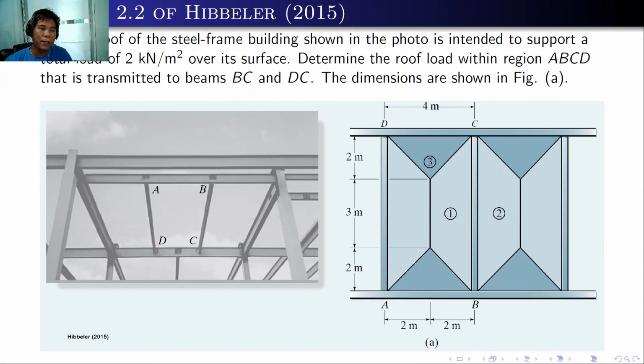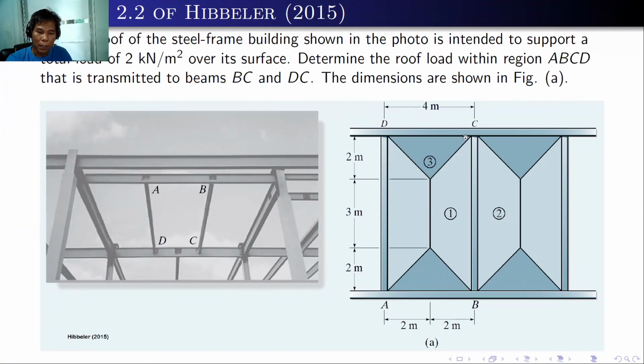Another example is the flat roof of the steel frame building shown in the photo. This is a realistic photo, so it will really help you idealize structures in the future. This is intended to support a total load of 2 kilonewton per square meter over its surface. You determine the roof load within the region A, B, C, D that is transmitted to beams BC and DC. As you can see, here are the dimensions and how we draw the tributary areas.